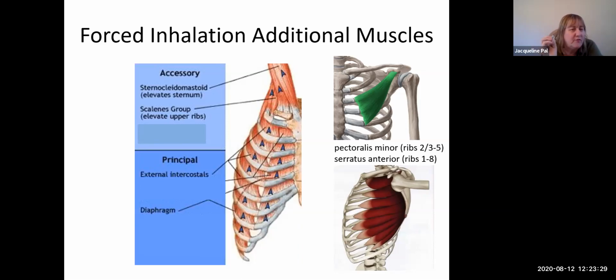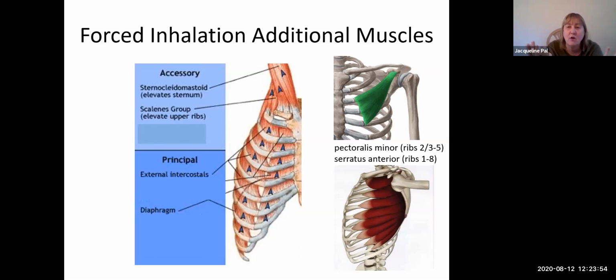So after forced inhalation, when you exhale, all of these would relax. But now let's talk about forced exhalation, because with forced inhalation, you don't have to have forced exhalation. You could just have forced inhalation, feeling all this contract, and then just exhale normally when everything relaxes.